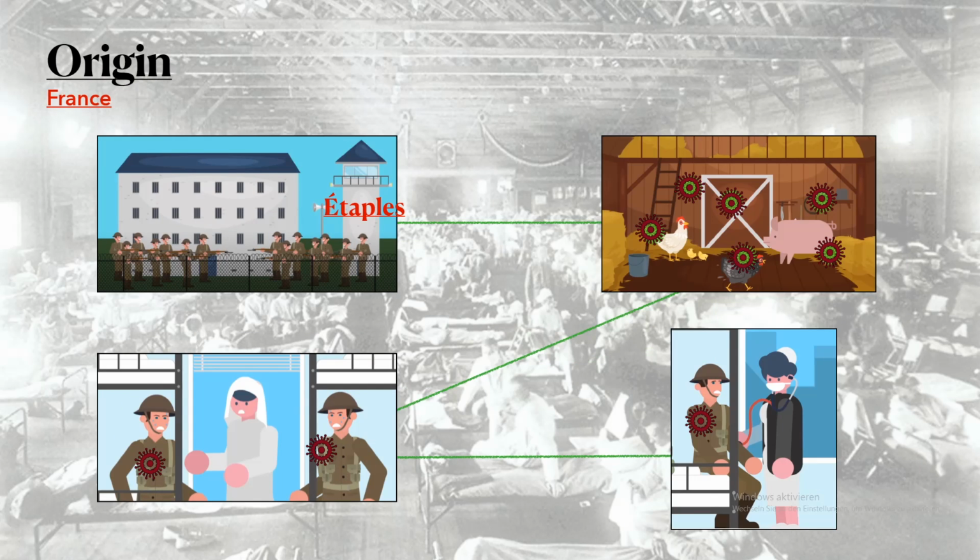Another theory is that the Spanish flu originated in France at another military camp in Etaples. The flu spread from the poultry at the camp onto the pigs, and from there onto the humans. So, at that military camp, many soldiers suddenly felt sick and went to a hospital camp where the doctors found a flu-like disease with a high mortality rate.